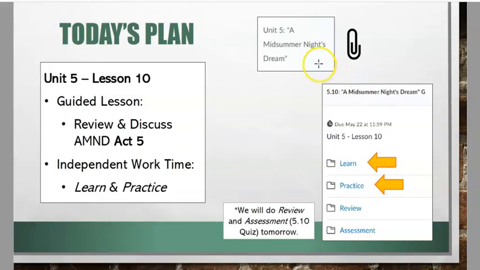Today's plan, Unit 5, Lesson 5.10, A Midsummer Night's Dream G. This is due tomorrow, May 22nd. There are 4 parts: learn, practice, review, and assessment. Today we're going to do learn and practice. Tomorrow we will do review and assessment, which is that 5.10 quiz. For our guided lesson, we'll review and discuss A Midsummer Night's Dream, Act 5. And then for independent work, you'll complete learn and practice.